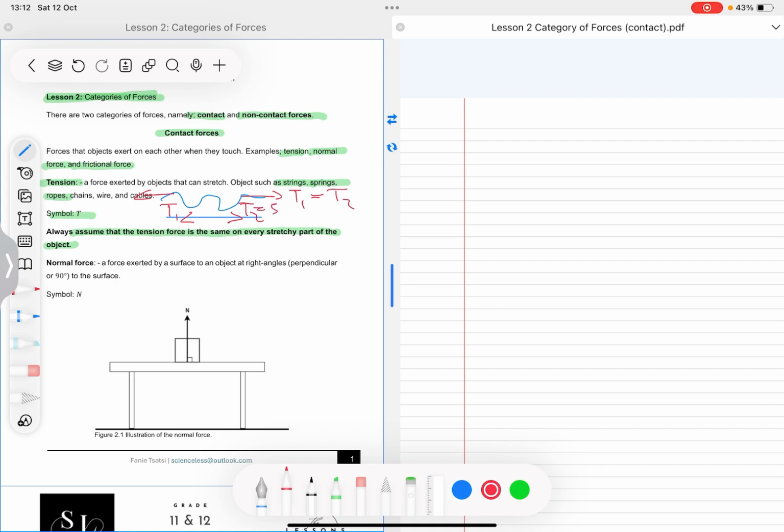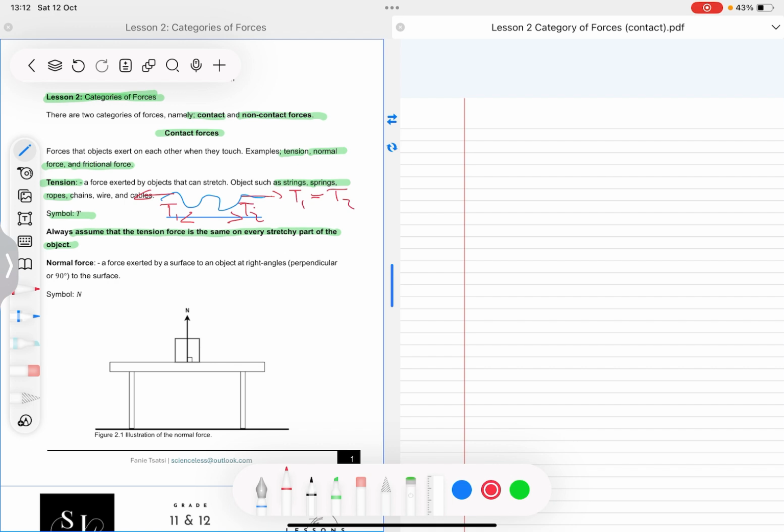Meaning if this is 5 Newton here, also this has to be 5 Newton, right? They may point in different directions, that's fine, but they are both 5 Newton. We always assume that. Now you would realize that in reality this may not necessarily be the case. If you were to pull a string, these two forces may not be the same, right? But at your level we don't study such scenarios where that is not the case.